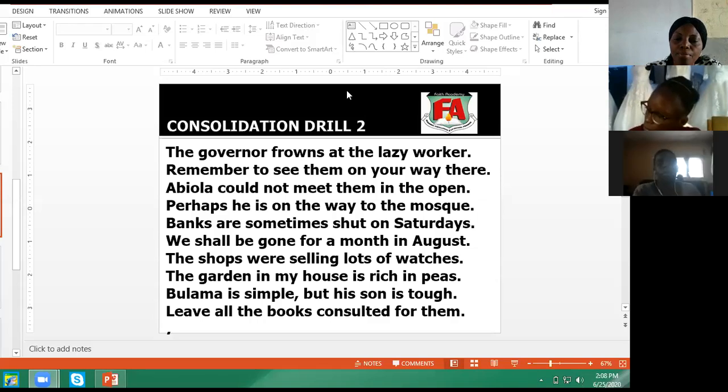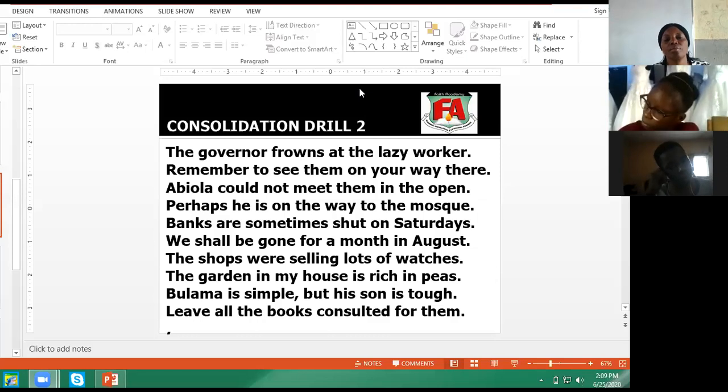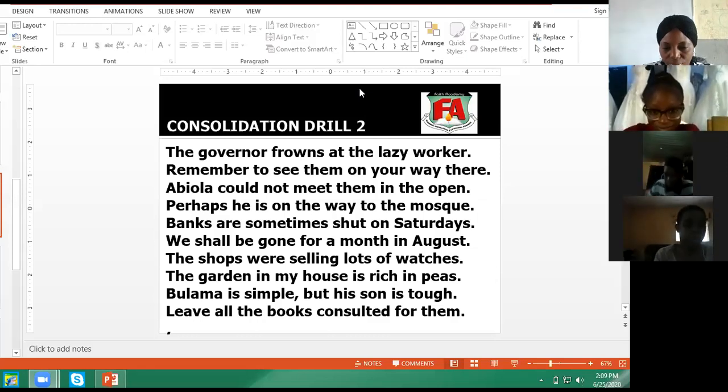Okay, ma. The shop we are selling lots of watches. The garden in my house is rich in pears. Bulama is simple, but his son is tough. Leave all the books consulted for them. So quickly copy this.